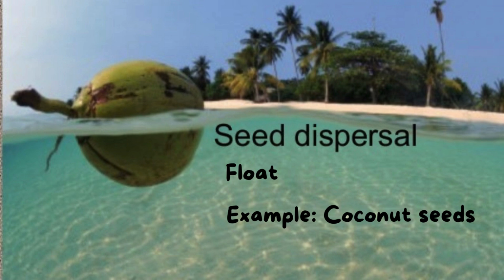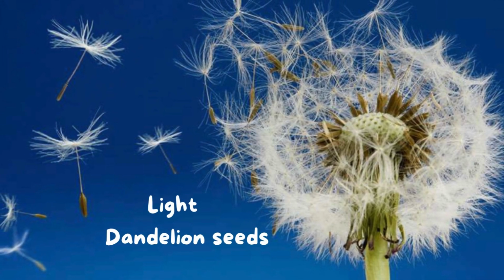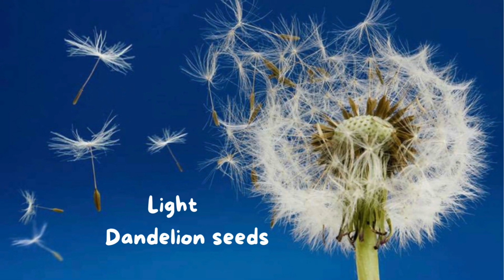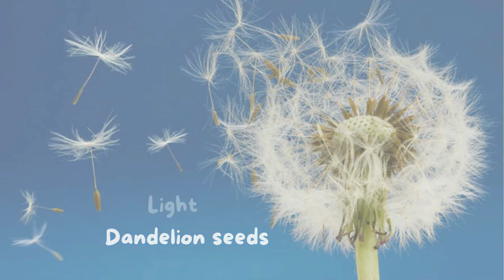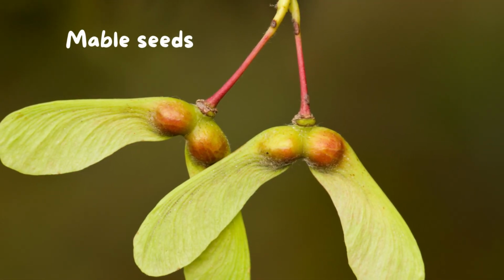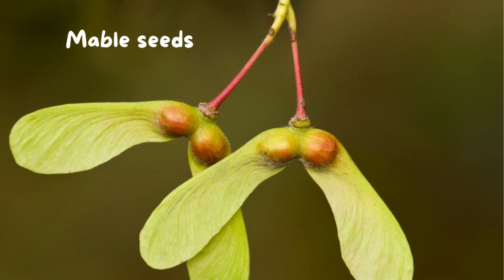There is another way. If the seeds are light, they can be transported by wind. They can be dispersed by wind. We have examples like dandelion seeds and maple seeds. Both of them are light seeds, so they can be carried by the wind to another place.